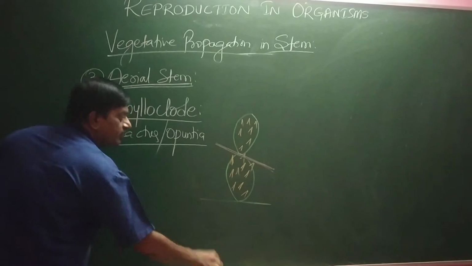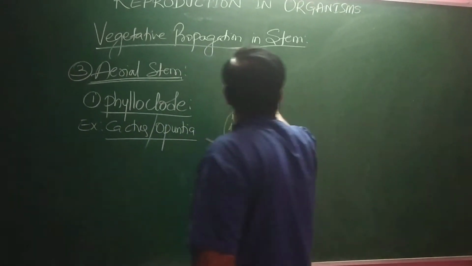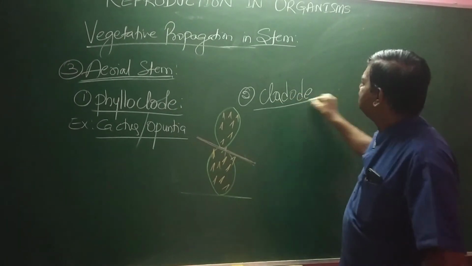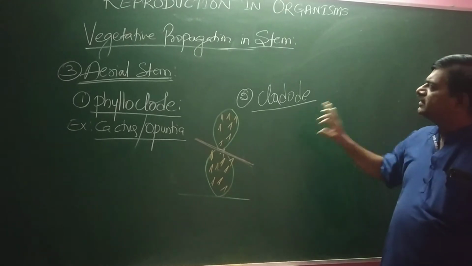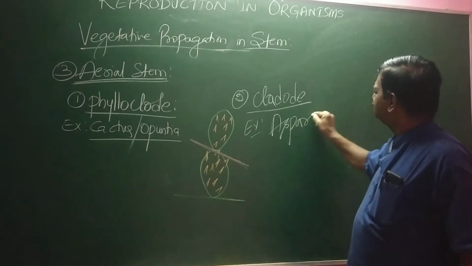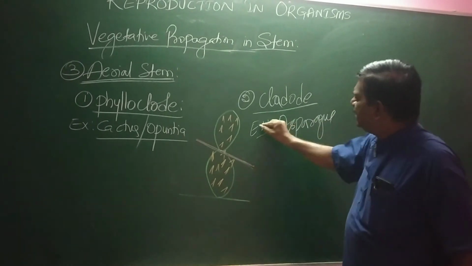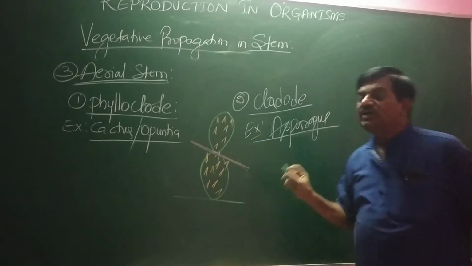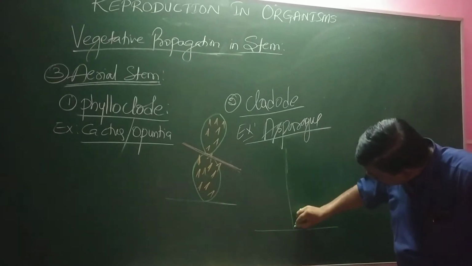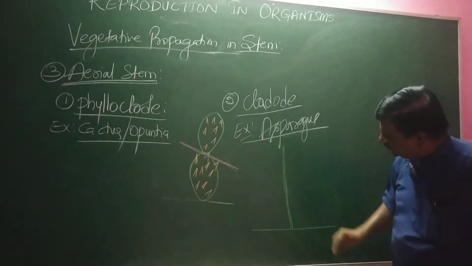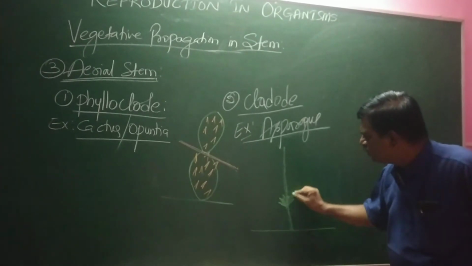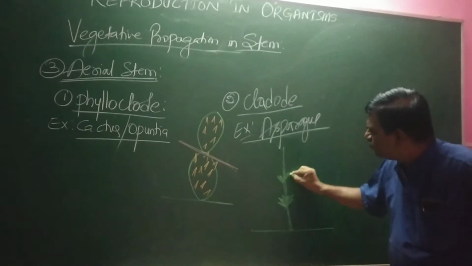We will go for the second example called cladode. Example, asparagus. So, in a cladode, the stem is delicate, erect, and has whorls of leaves present at the nodal region.